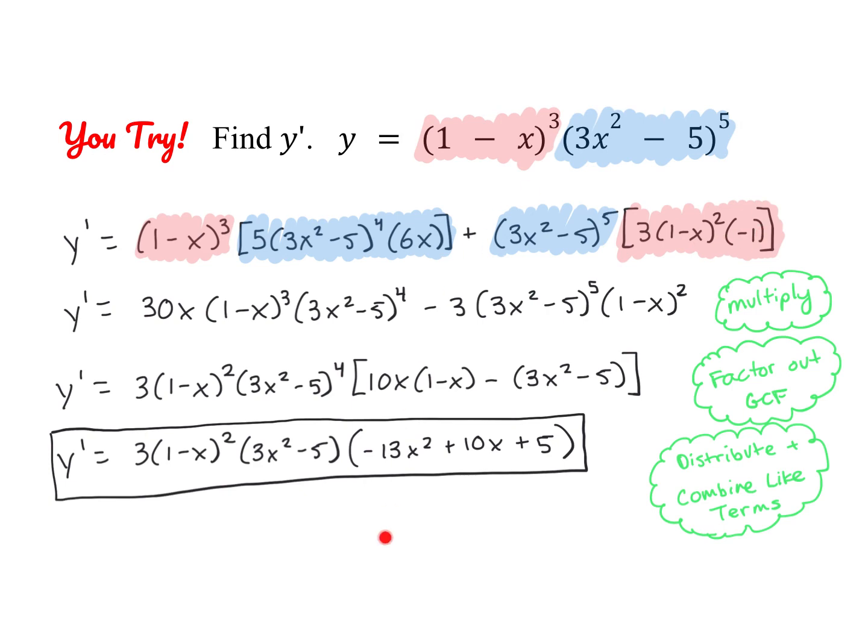And then for the rest is really just reorganizing and simplifying. So here I just multiplied the 5 and the 6x. Here I just multiplied the -1 and this 3. And then I noticed that there is a GCF of 3 times (1 minus x squared) times (3x squared minus 5) to the 4th. So we just factored out the GCF, and then the remaining expression you can just distribute and combine like terms. So it looks really ugly, but really after the first step, it's just simple algebra to tidy up your derivative.